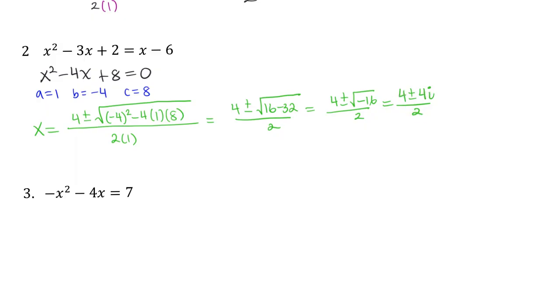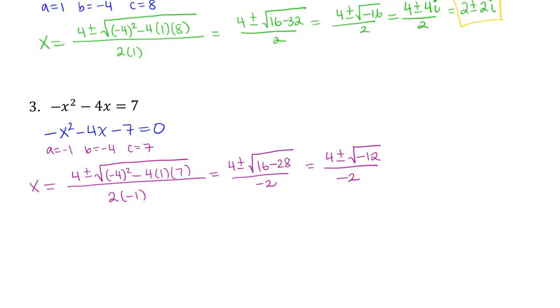If these both divide, I will divide it. If not, I will leave it as is. Okay, 4 divided by 2 is 2. 4i divided by 2 is 2i. So my final answer is 2 plus or minus 2i. Again, if you go back to my standard form, I could have done complete the square from there, and I would have gotten the same answer. Okay, go ahead and try 3, and then check your answer.